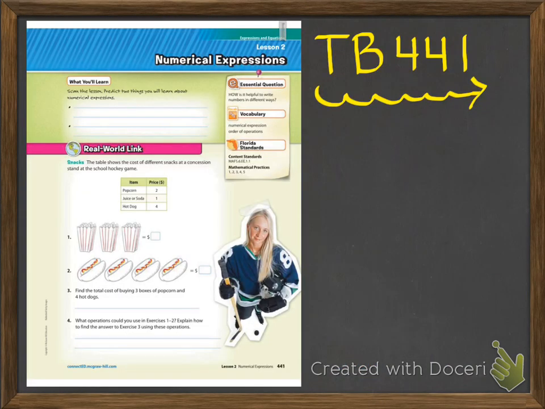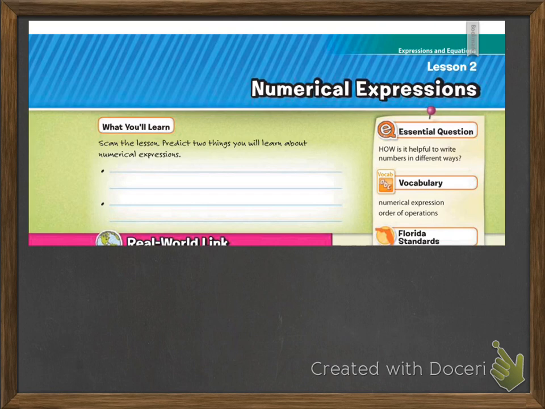We're going to go ahead and start on textbook page 441. So take a look here. You should see this hockey girl here. So let's go ahead and take a look and see what this is all about. The first part says scan the lesson and predict 2 things that you'll learn about numerical expressions. So let's go ahead and do that now.